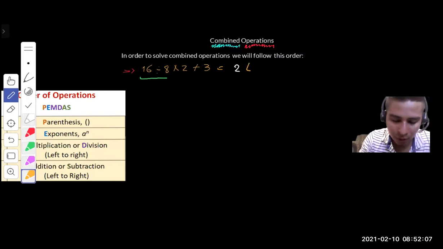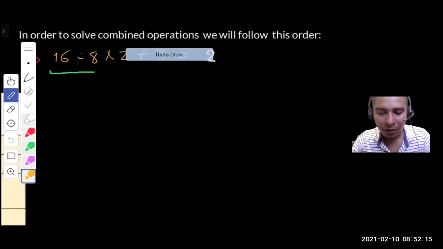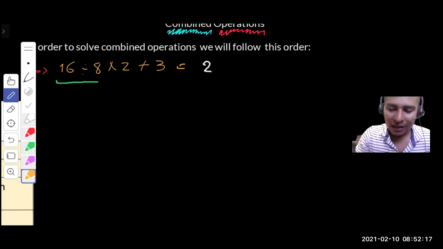Times, okay, that is not an X. Oh my gosh, I cannot do it. Let me zoom in. It's that I'm not used to this tablet yet. Okay, times 2 plus 3. I just copied that. I just copied plus 3.